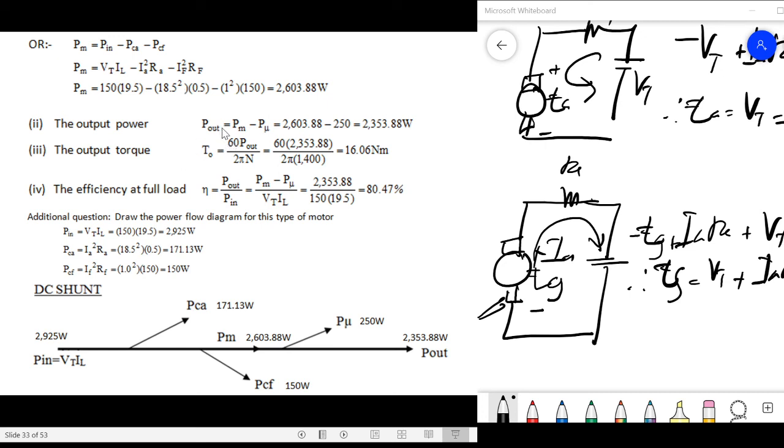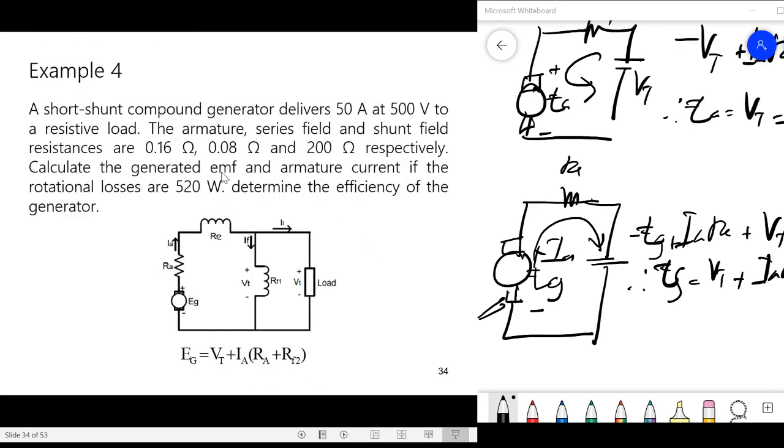Output power dia datang daripada sini. P output adalah PM minus P miscellaneous, 2553.8. Output torque, P divided by omega. Omega adalah 2πn divided by 60. 60 bawa naik atas. Jangan tanya, sir, kenapa ada 60 P divided by 2πn? Omega kan 2πn divided by 60. 60 bawa naik atas. So, dapat 60.06. Efficiency, P out over P input, 80.47%. Okay.